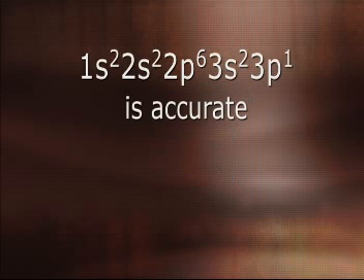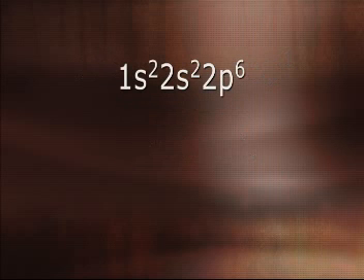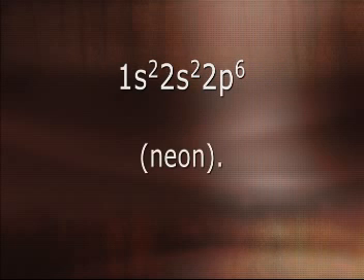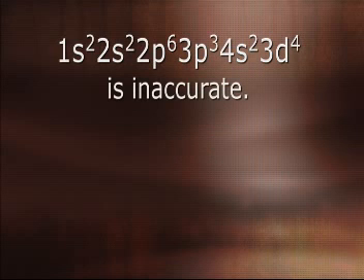The second configuration is accurate. This is the ground state electron configuration of aluminium. The third configuration, the ground state electron configuration of neon, is also accurate. The next configuration is inaccurate.